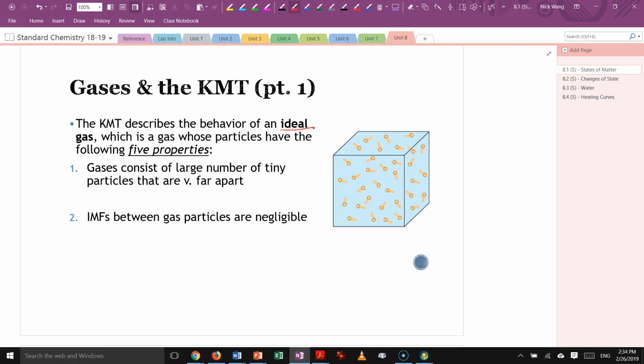And so this is very much a theoretical construct, right? It's making some assumptions. And so the kinetic molecular theory, as a particle descriptor, describes these 5 things. The reason why gases behave the way they do is, one, gases consist of a very large number of tiny particles that are very far apart. So you can see right here on the right side, this little illustration, all those little tiny particles, right?